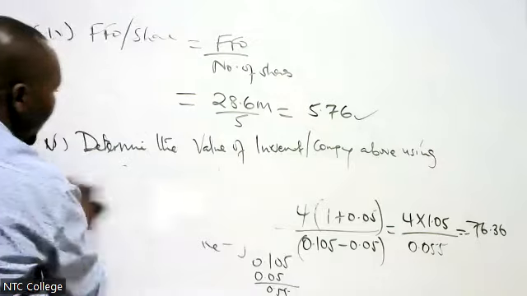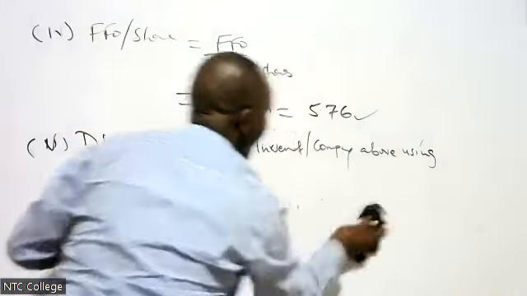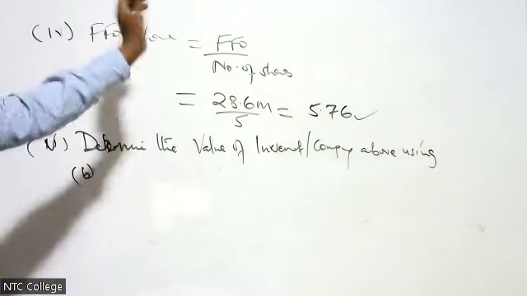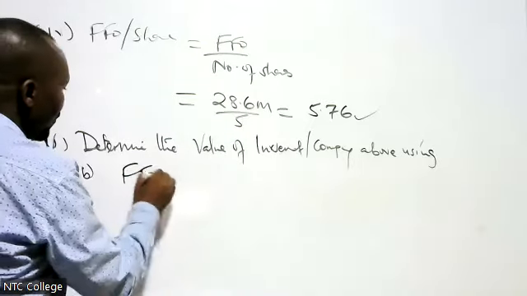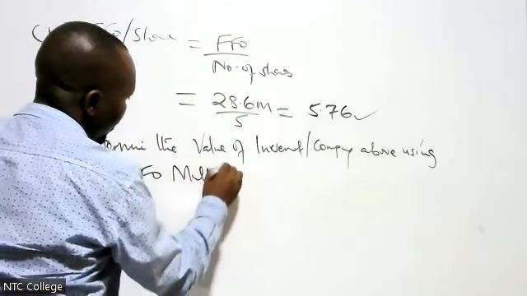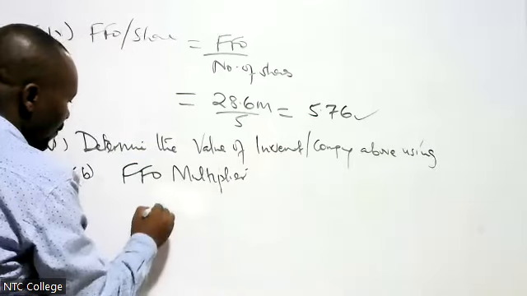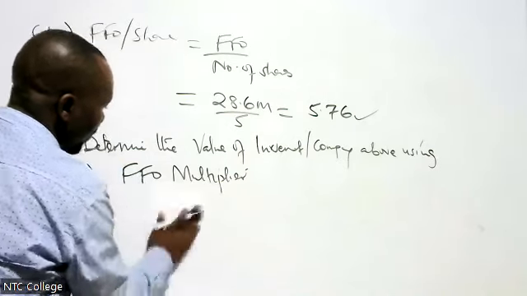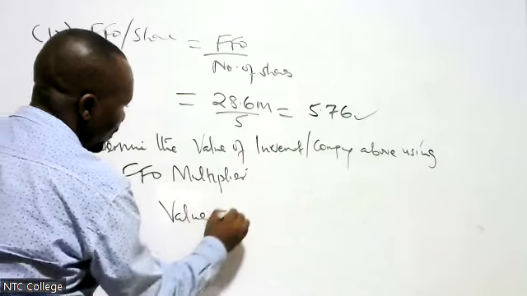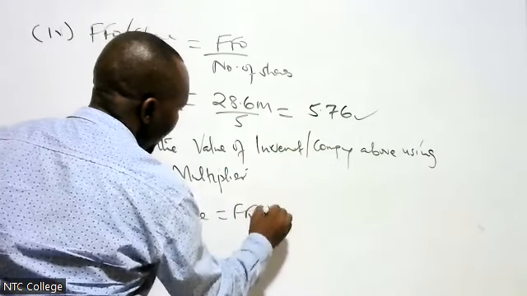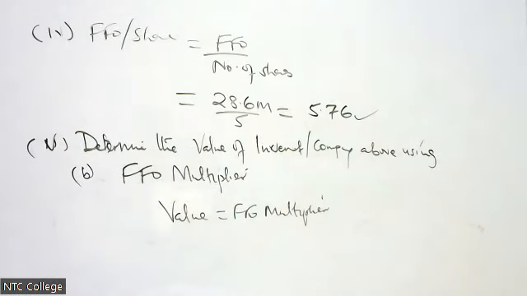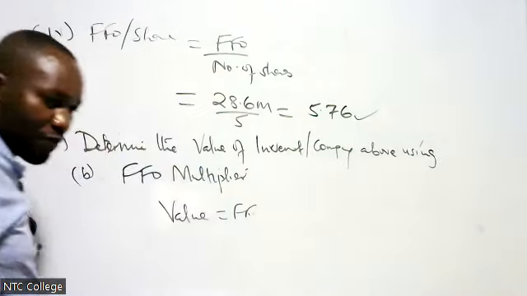Let's look at the second one and then the last one. The second one, you get the value of the company using, that is B, using FFO multiplier. Now the value of the company is equal to the FFO multiplier times the FFO.